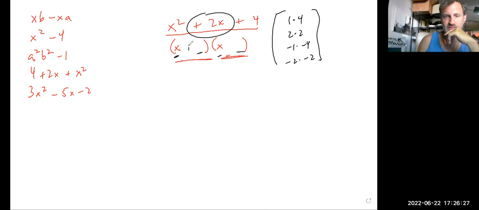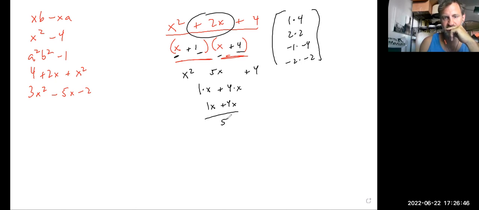I'll just do one as an example, and then you can go through the rest on your own. So if I tried this, I would get the x squared, I would get the plus 4, but what I would get in the middle is 5x. Where's 5x coming from? Well, you've got the 1 times x, and you've got the 4 times x. So you've got 1x and 4x, and that makes 5x. So this is not what I want. I don't want x squared plus 5x plus 4. I want x squared plus 2x plus 4.